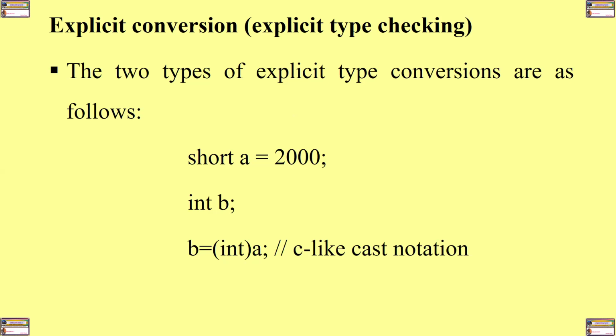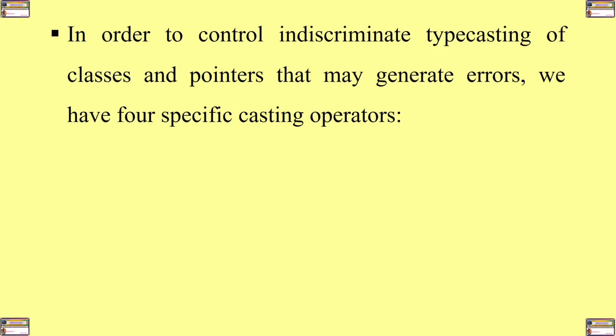So we call this C-like cast notation. We can also make use of functional notation, as you can see, by enclosing what we want to convert, that is A, which of course in this case is of type short, in the type we are typecasting it to, that is integer. And then the result that we get, we assign to the memory location of the variable called B.